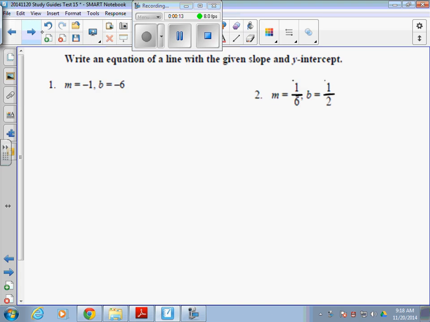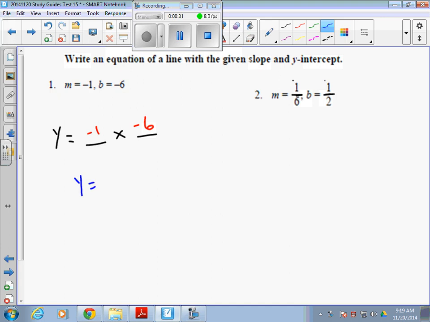Number 1 says write an equation with the given slope and y-intercept. You're going to write it as y equals mx plus b, and you're going to plug in m's value, which is -1, and b's value, which is -6. Remember, you don't want to show -1x. Write it in the best form, y equals -x. You can't ignore the negative in front of the x, but you don't have to write the 1. -6: if you put plus a -6, please change it. You don't want to write plus a negative either.